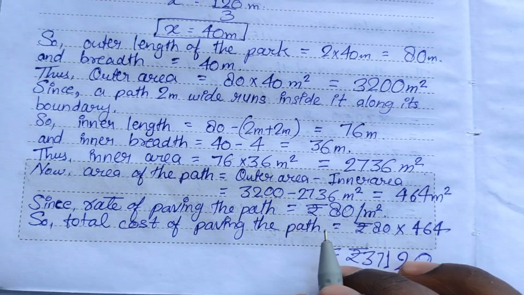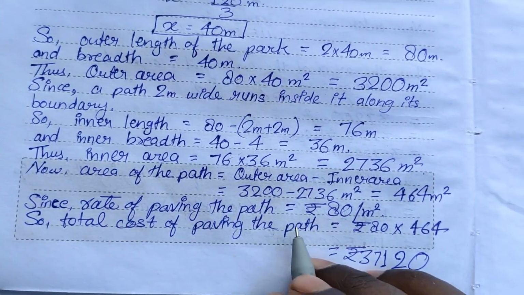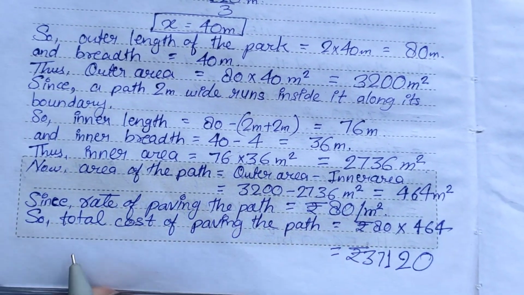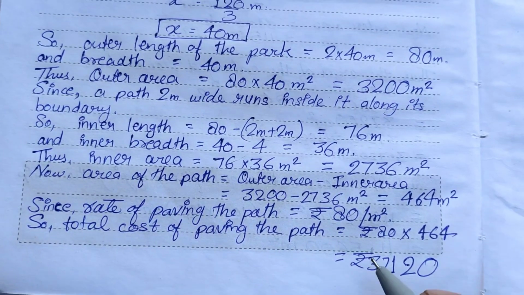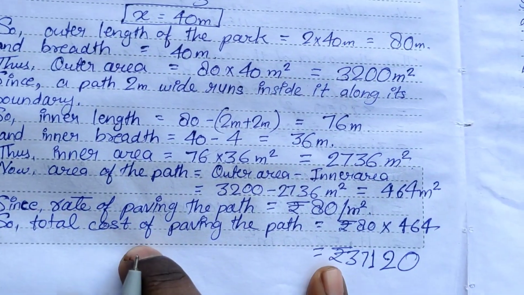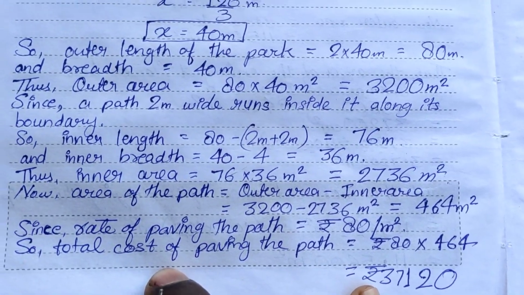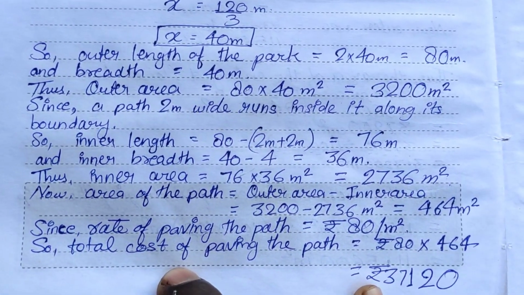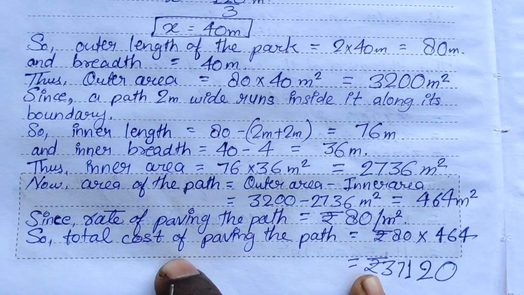Since rate of paving the path is given, 80 rupees per meter square, rate is given, we have to find the total cost. So total cost of the path goes like rate into area. Multiply rate by area, we have 37120 total cost of paving the path. Now see the next question.